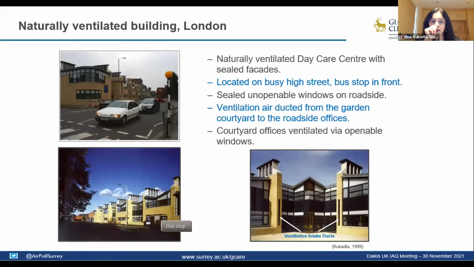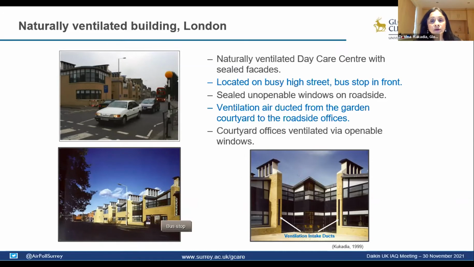So going on, just wanted to show you a case study. This is a building that I've been part of and I monitored many years ago. And it's a typical building that we still have problems, these sort of problems in current buildings. And that's why I like to put this slide up. It's a naturally ventilated daycare centre with sealed facades located on a busy high street. There's a bus stop right in front of one of the offices.